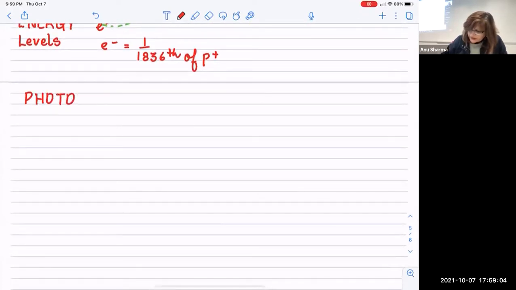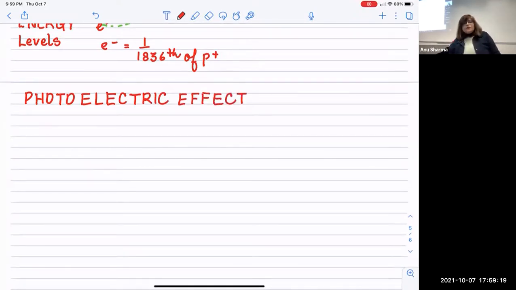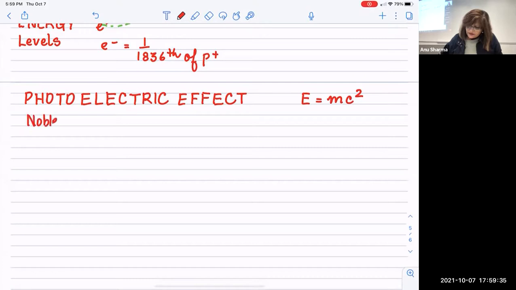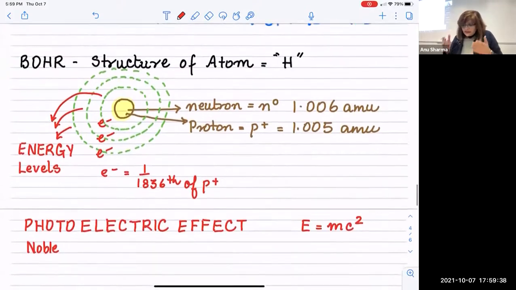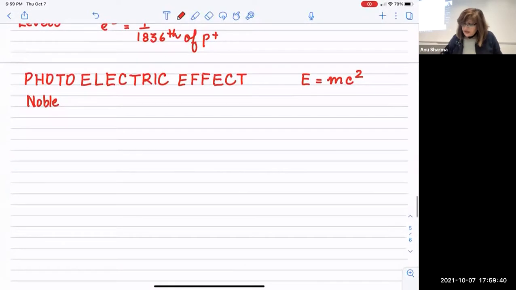And what does the photoelectric effect cover? Einstein actually is famous for the theory of relativity. But that's just what he's popular for. E is equal to mc square. He's known for that. But the Nobel Prize he got was for the photoelectric effect, because that led us to real insights into the structure of atom and so many other things.